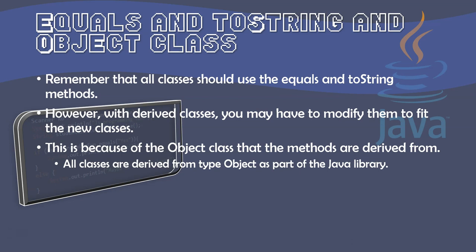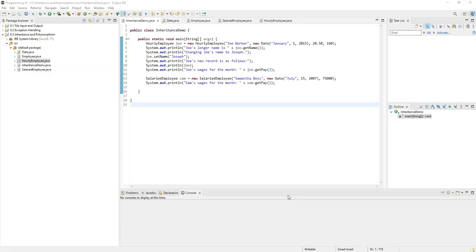And because those are from that object class, and all classes are derived from the object type, they all need to pretty much have an equals and toString. Otherwise, it's just going to default to whatever the equals and toString methods are inside of that object class. All right, so now let's go over to Eclipse and take a look at some code here and really get a good idea of how this implementation works.